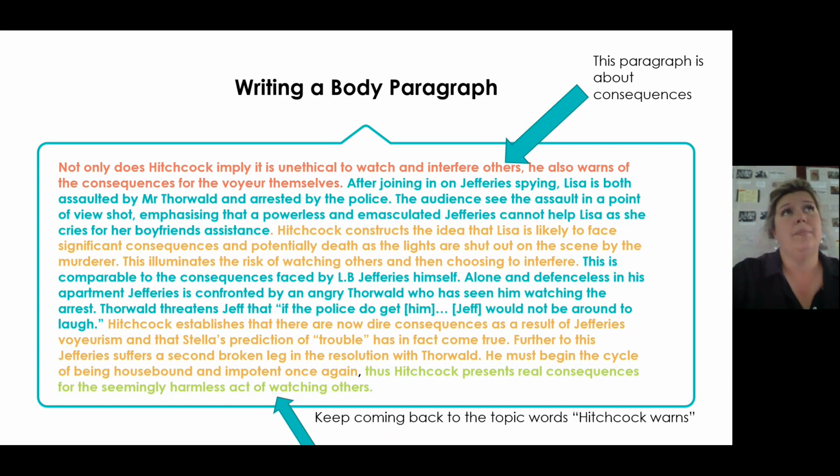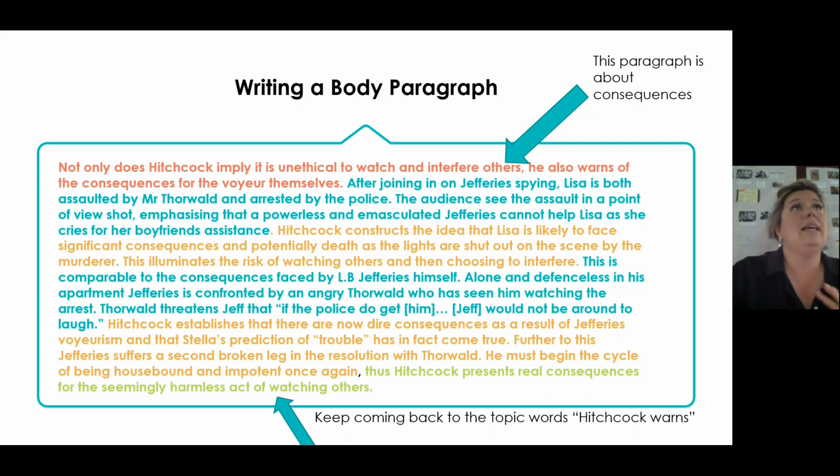My first example. After joining in on Jeffrey's spying, Lisa is both assaulted by Mr. Thorwald and arrested by the police. The audience sees the assault in a point of view shot, emphasising that a powerless and emasculated Jeffries cannot help Lisa as she cries for her boyfriend's assistance.